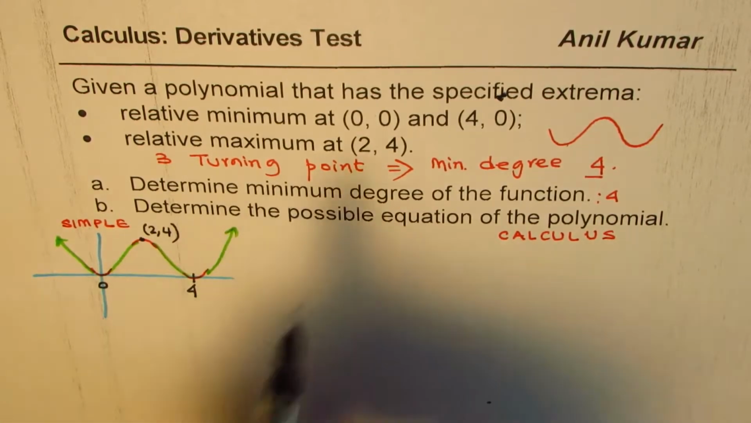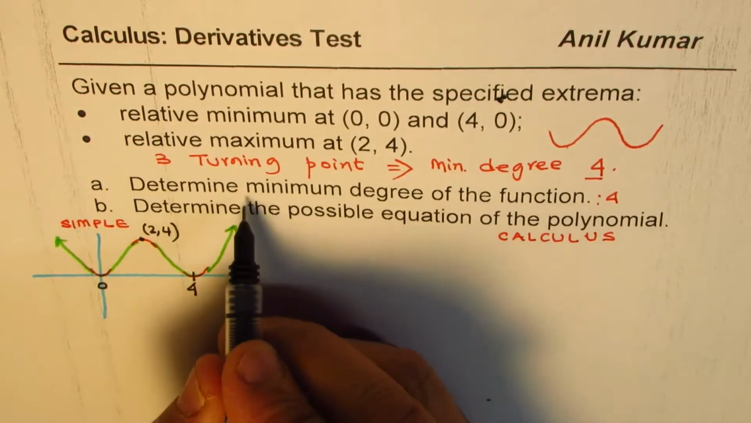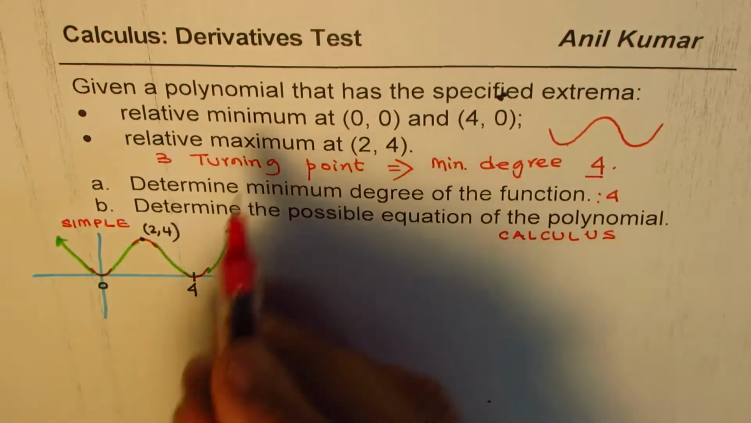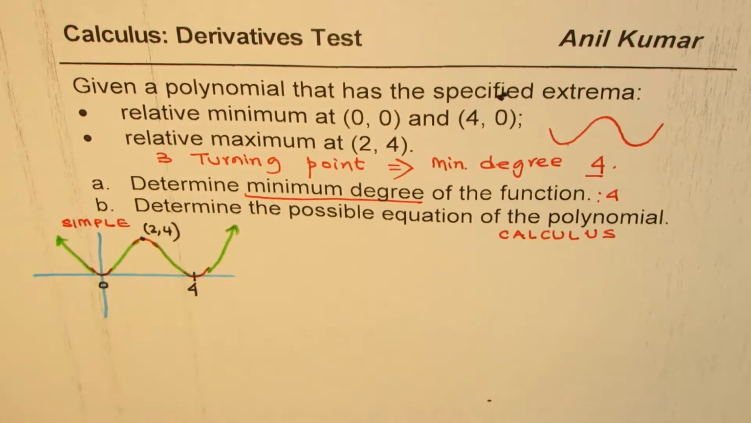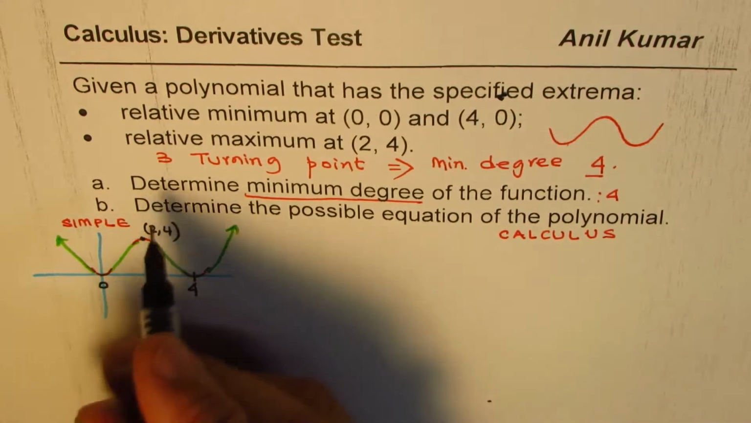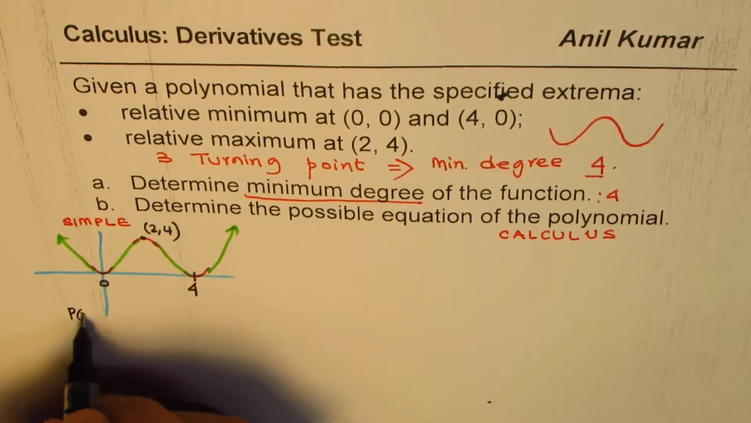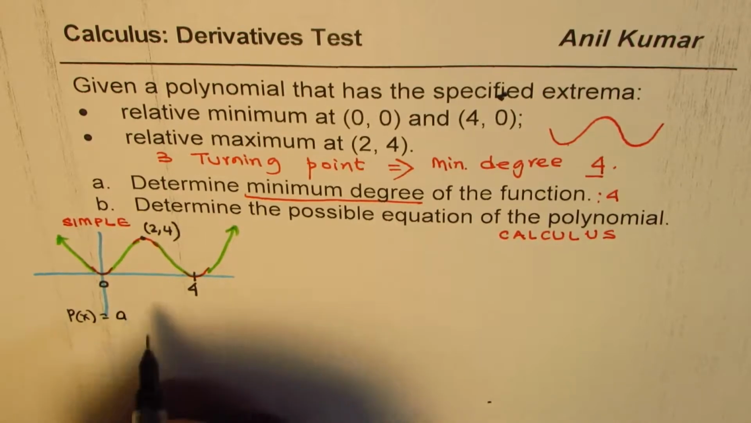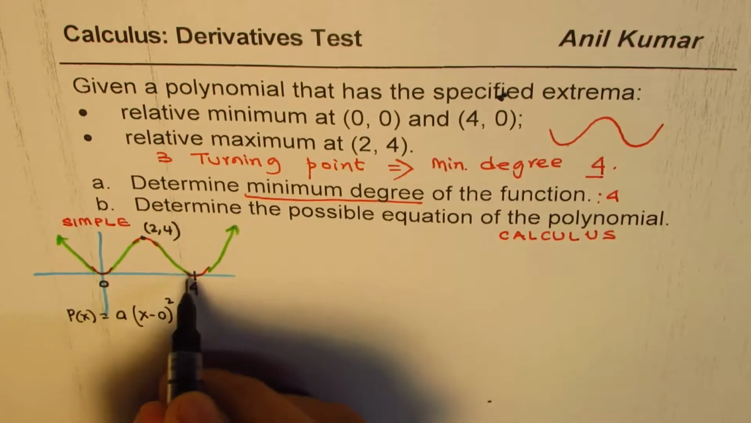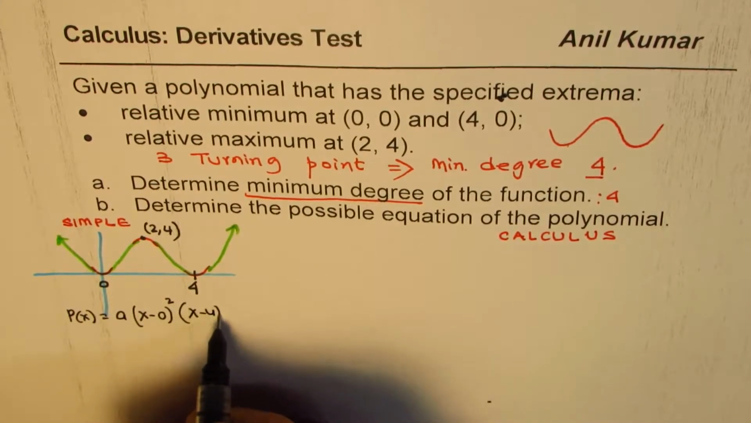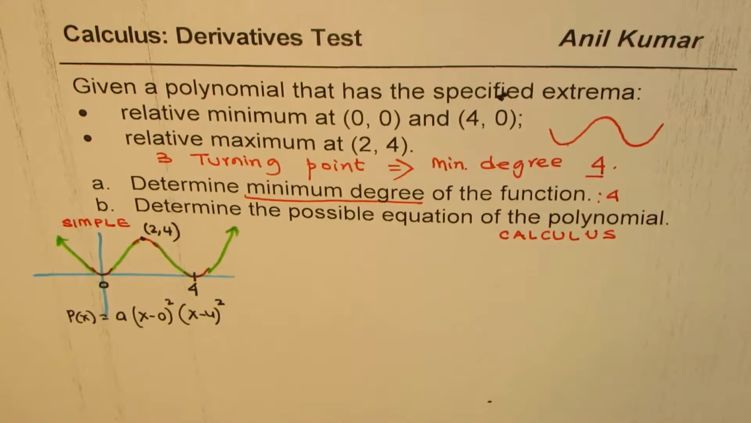where the order minimum we are talking about. So we are talking about, let me highlight this word, minimum degree, right? So we're talking about these to be of minimum degree. So we could say the polynomial here could be written as p(x) = a times, we'll find a later, (x - 0) whole square times (x - 4) whole square. Does that make sense to you, right?